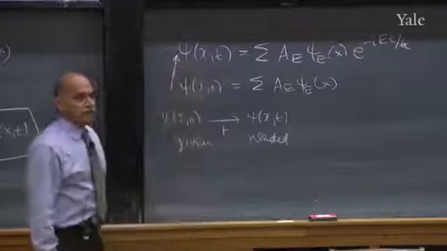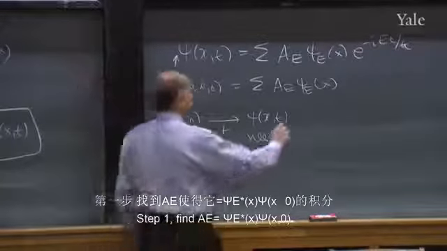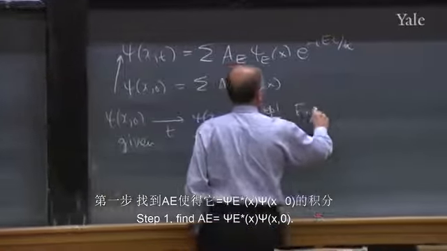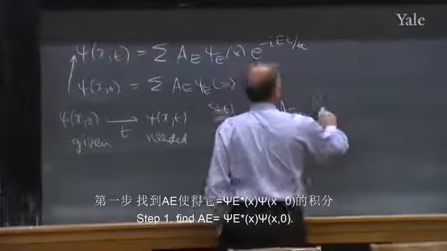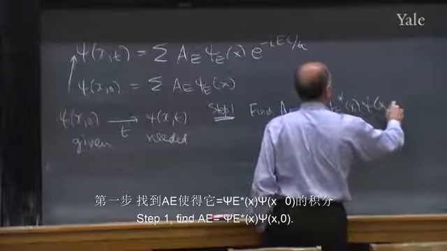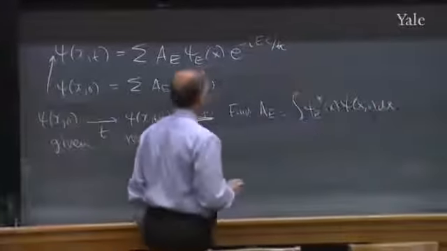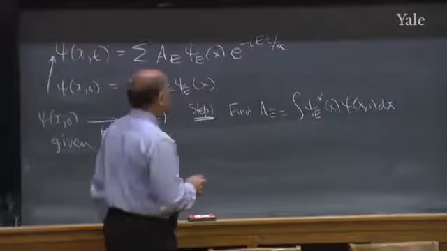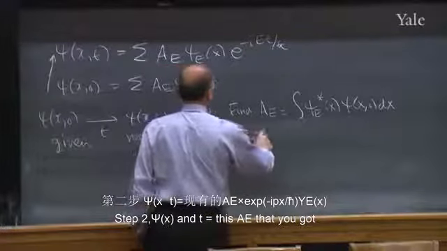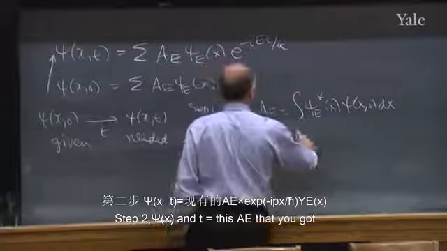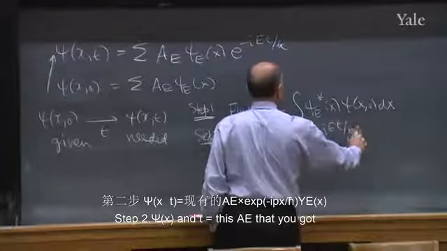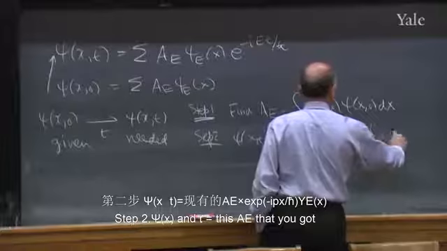So I'll give you a three-step solution. Step 1, find a sub E equals psi sub E star of x times psi of x and 0. And step 2, psi of x and t is equal to this a sub E that you got times e to the minus i E t over h bar times psi sub E of x.